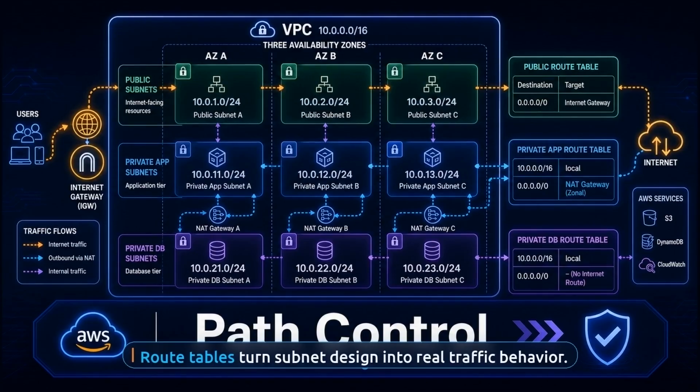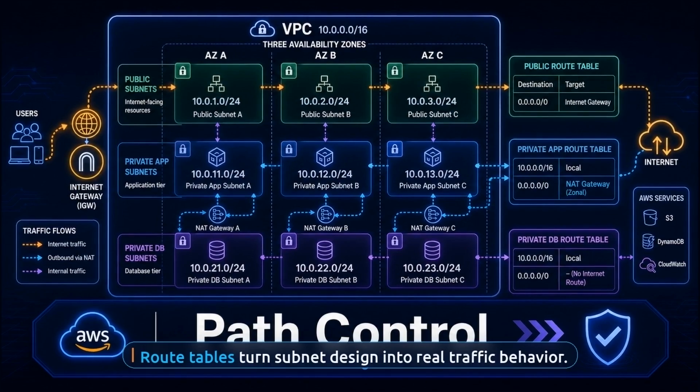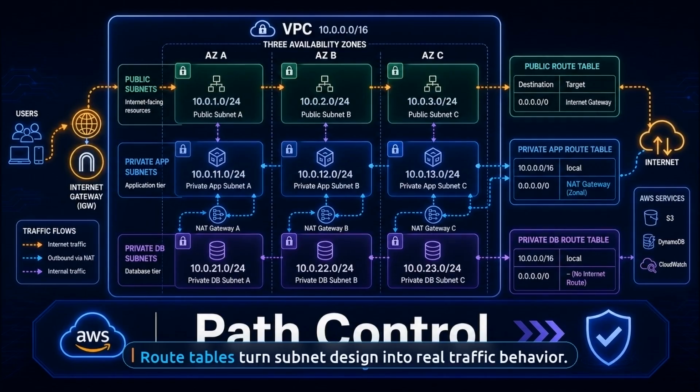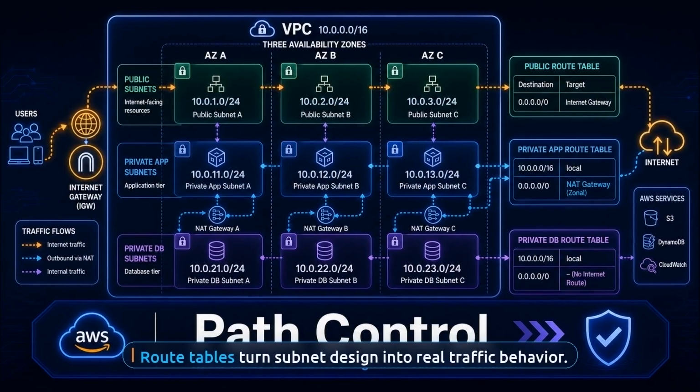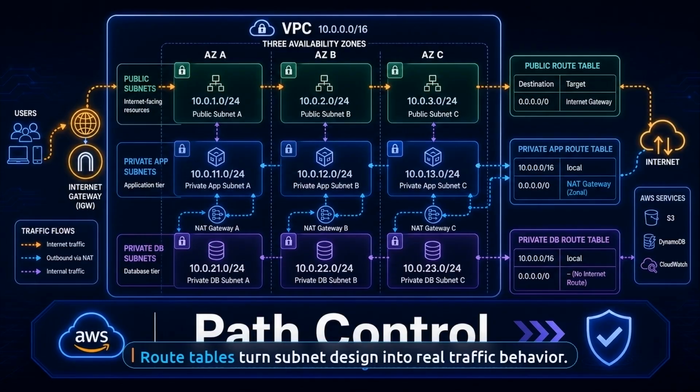Private application subnets usually do something different. They need outbound internet access for package downloads, external APIs, updates, or telemetry, but they should not accept direct inbound traffic from the internet. That is where a NAT gateway comes in. The clean production pattern is to place a NAT gateway in a public subnet in each availability zone, and then point the private application subnet default route at the NAT gateway for that AZ.